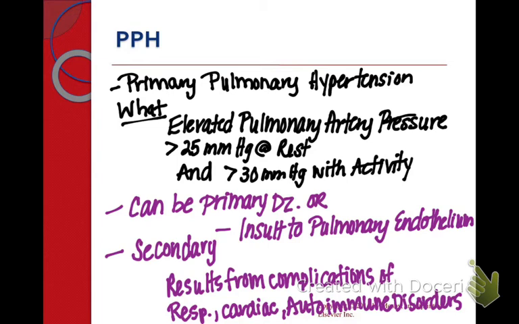And like I told you earlier, I was going to tell you a little bit more about primary pulmonary hypertension, because it is a vasculature problem. So what exactly is it? It's elevated pulmonary artery pressure, greater than 25 millimeters of mercury at rest, and greater than 30 with activity. It can be a primary disease, or it can be due to insult to the pulmonary endothelium.